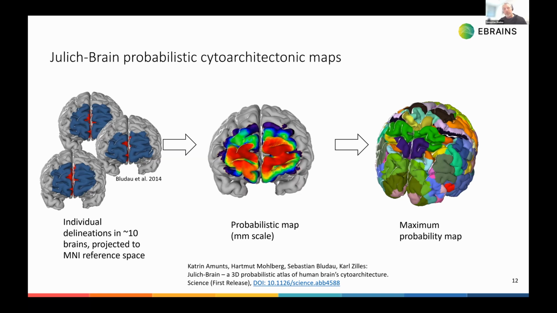So whenever possible, we prefer to work with the probabilistic maps because they provide the highest degree of information. But of course, the maximum probability map is a kind of aggregated map, which also provides probabilistic information, but in a simplified way.